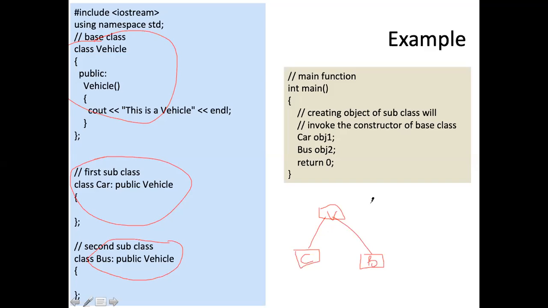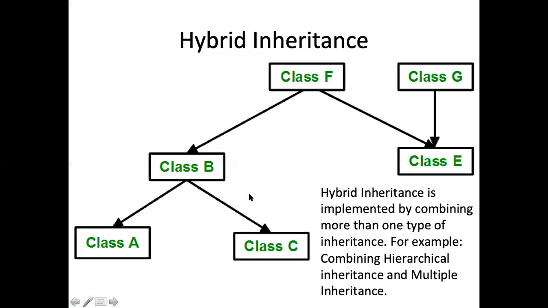So at two separate instances the constructor for vehicle will be called. First will be called for the base class, and then the derived class car, and the second will be for the derived class bus. Okay, it's not that difficult.